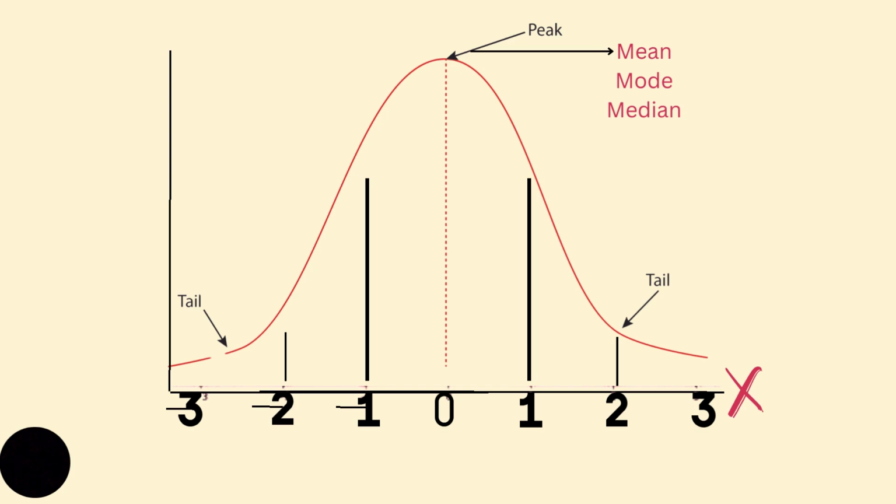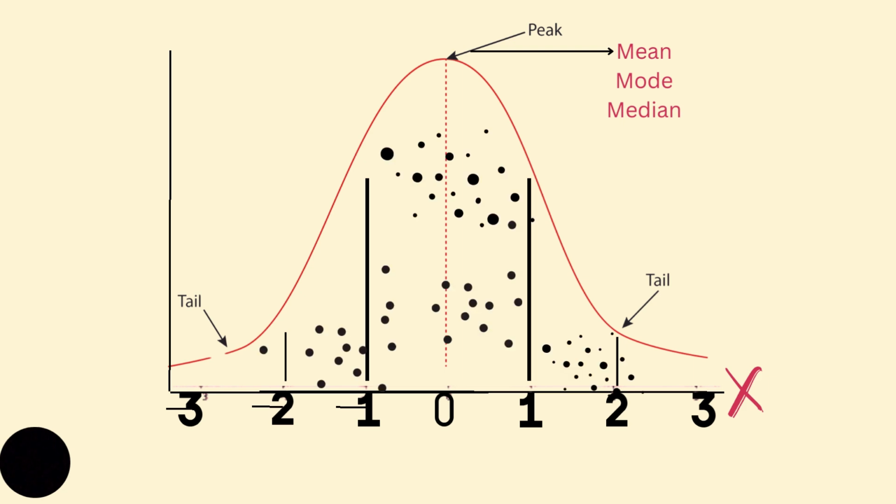The x-axis, which is horizontal, represents the range of values in your data. It's like a number line where each point corresponds to a specific value in your data set. For example, if you're measuring people's heights, the x-axis would show the range of possible heights from shortest to tallest.